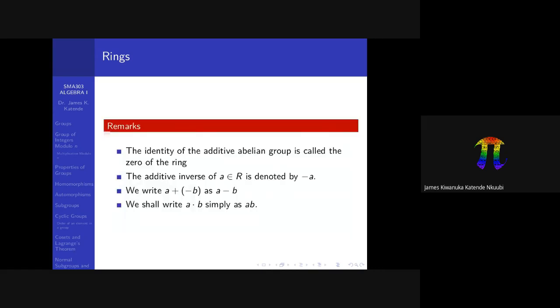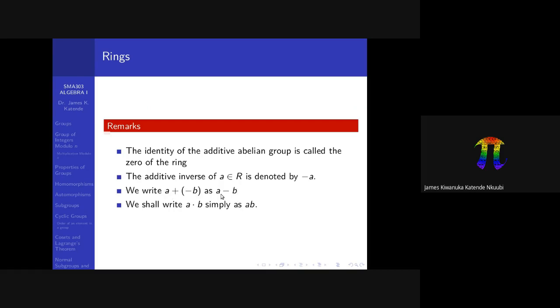So the identity of the abelian group is normally called the zero of the ring, and we denote the additive inverse of any element in the ring as negative a. Okay, that is important. So when we add an element a to the additive inverse of b, instead of writing it as a plus negative b, we shall just write it as a minus b.